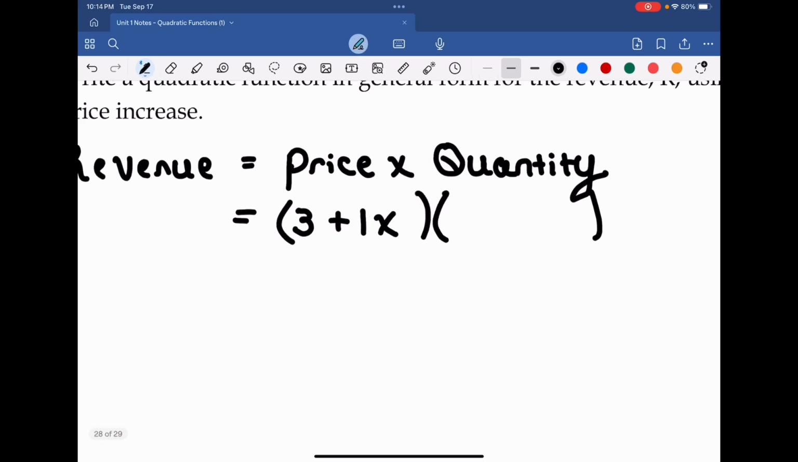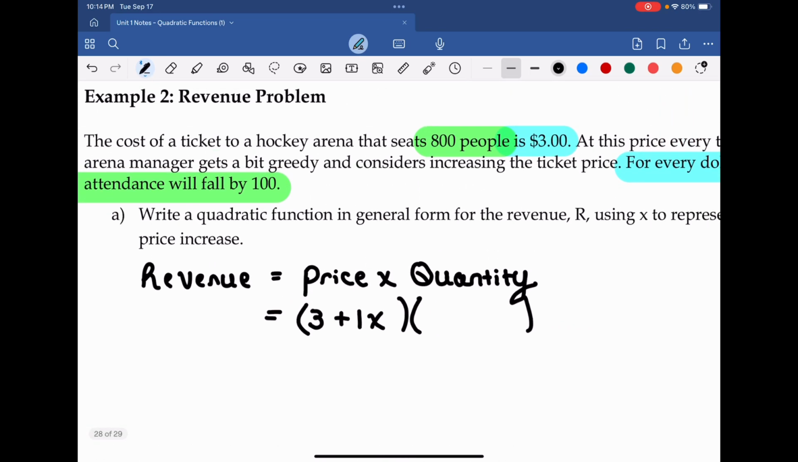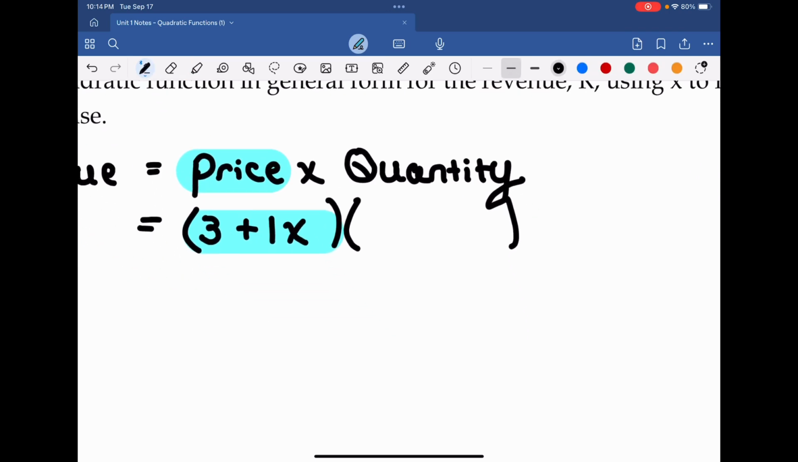So this takes care of, and I'm going to highlight them just to keep the color coding going on here, if it was blue, I'm going to highlight this piece blue, just to show you that the information is being pulled from the problem into the brackets. The quantity starts at 800 people, so I'm going to write 800 as the first value, and it decreases by 100, but we don't know how many units of 100 it decreases by, because it also depends on how many times we increase the price by $1.